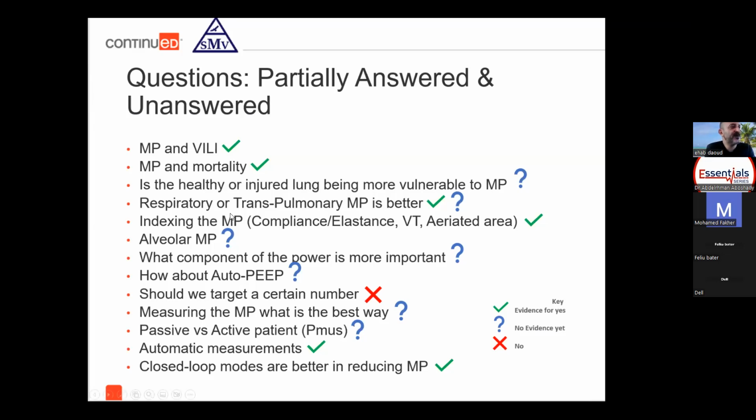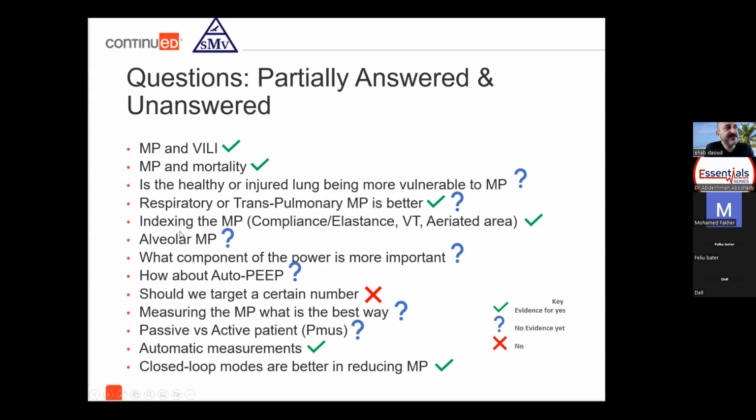As I told you before, is the total respiratory mechanical power more important, or is the transpulmonary mechanical power more important? There are few studies, maybe 2 that I know about, that showed in their conclusion that the total mechanical power didn't alter mortality, but it's the transpulmonary mechanical power that is more dangerous to the lung. And as I mentioned in the previous slides, maybe we should even look at the alveolar mechanical power. But of course, this is a new concept and there is no evidence for that yet.